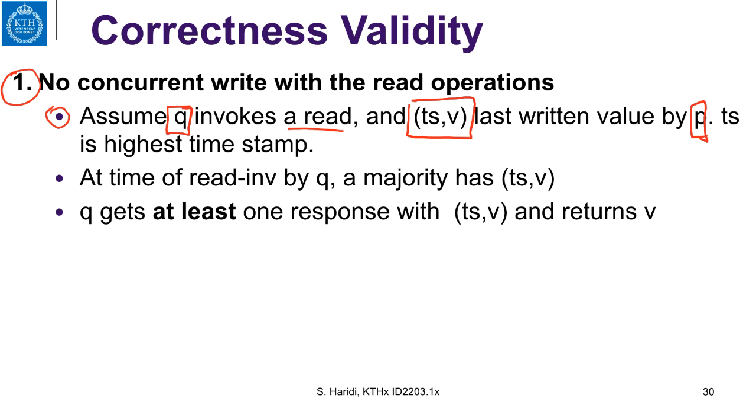In this case, the TS, the timestamp, is the highest timestamp value because the writer always increments its timestamp counter. At the time of the read invocation by Q, we have a majority that has this timestamp value pair, TS and V. When Q performs the query phase, it gets at least one response with this last value because of the majority quorum property, and it returns the value V.